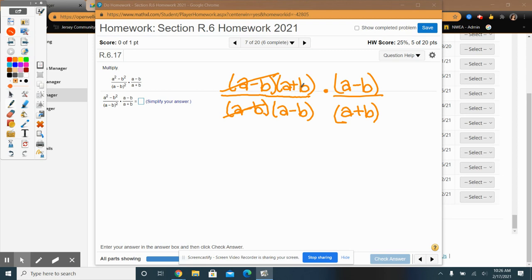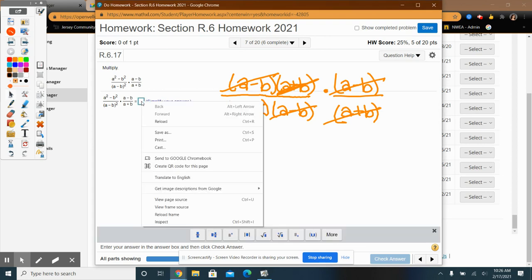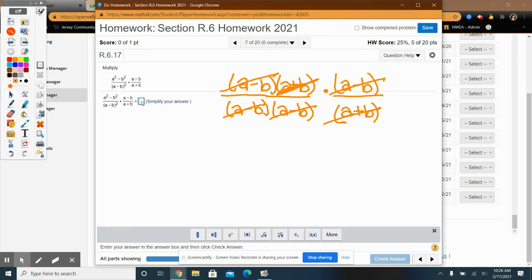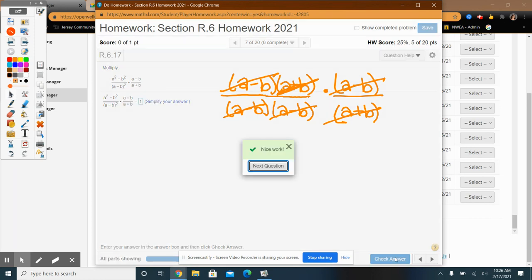Then I have this a plus b here that can cancel with this a plus b there. And then I have this a minus b that cancels with this a minus b. And I actually have everything canceling out for me, which gives me just 1 as my answer. You can't have 0. If you cross everything out, you get 1 over 1. And everything simplifies out.